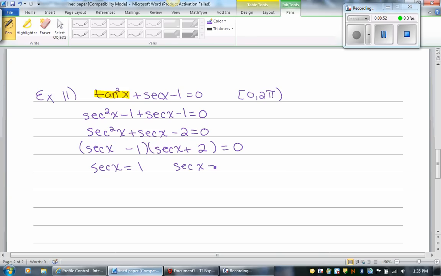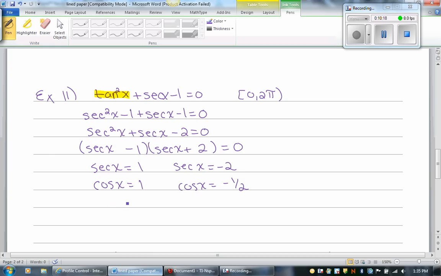Okay. And this is what secant equals. We can very easily change this to its reciprocal function, cosine, by taking the reciprocal of each side. Okay. Oops, my apologies. The reciprocal of 1 is 1. Sorry about that. Okay, so when is cosine equal to 1?